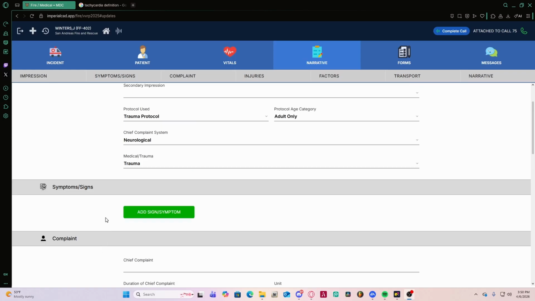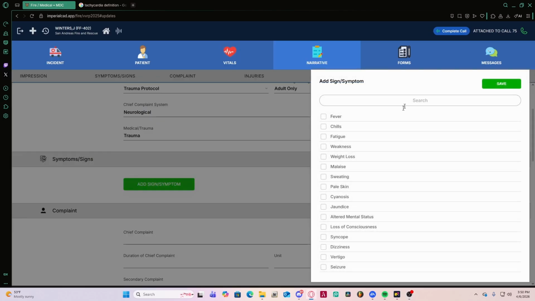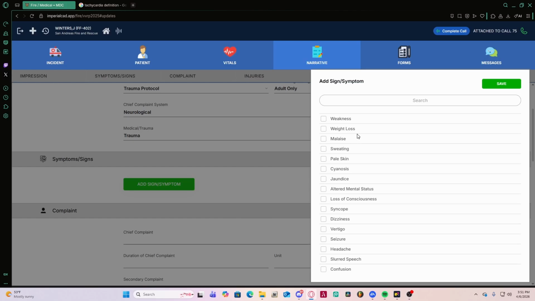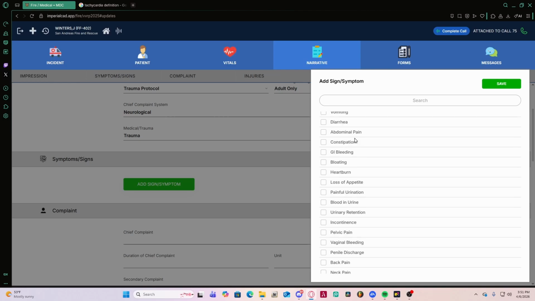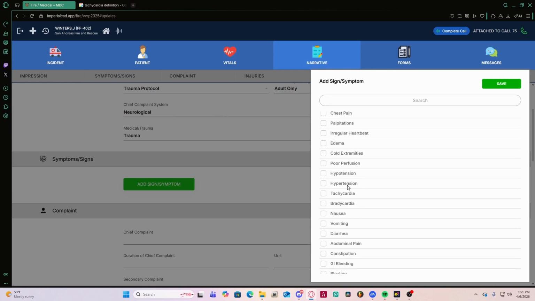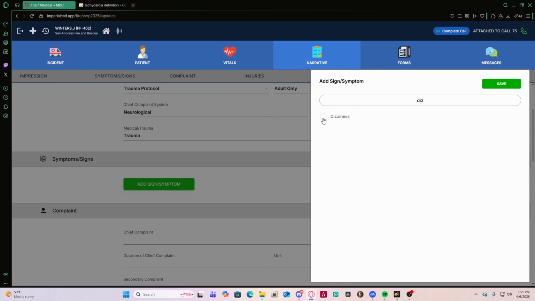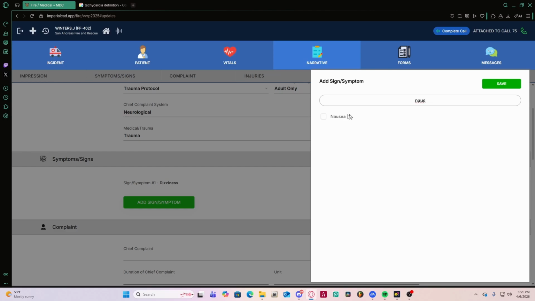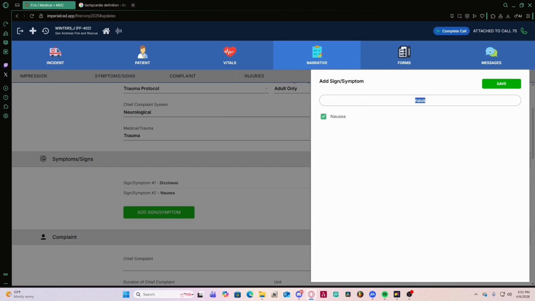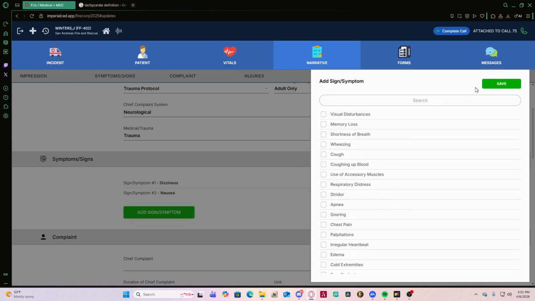Then you can add signs and symptoms. So you can go down signs and symptoms, add some symptoms. So maybe she... this is where you would put in, go down, dizziness. Did I go too fast? I might have gone too fast. Here we go. Dizziness. You could put some nausea. Cool. That's pretty much it.